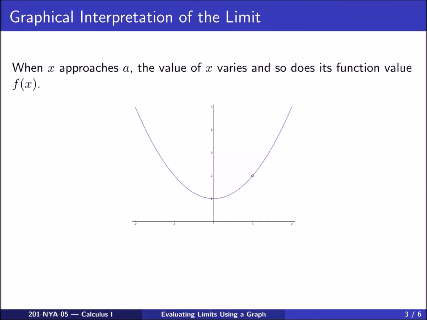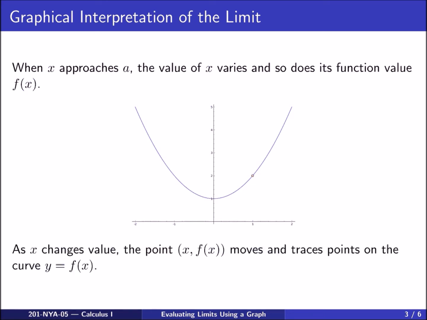What you should remember from the applet is that as x approaches a, we generate points (x, f of x) that lie on the graph of the function. Or we could also say that as x changes value, the point (x, f of x) moves and traces points on the curve y equals f of x.